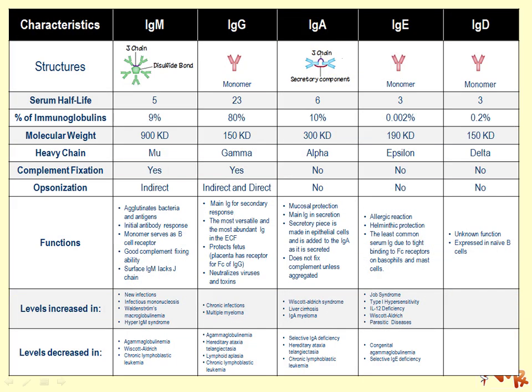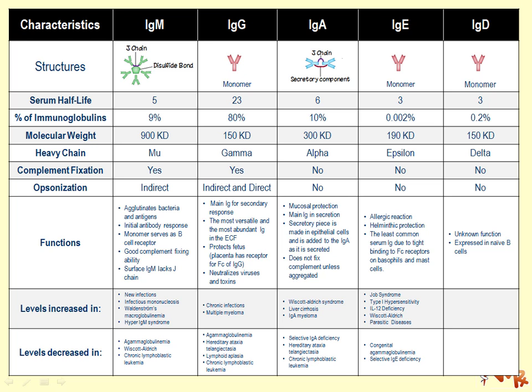To just orient you, for the first time, we are looking at different types of antibodies. This is a very good summary chart, and I want you to use it as a frame of reference hereafter. On top, in the first row, I'm showing the 5 types of antibodies, IgM, IgG, IgA, IgE, and IgD. In the second row, I'm showing the structure of them.